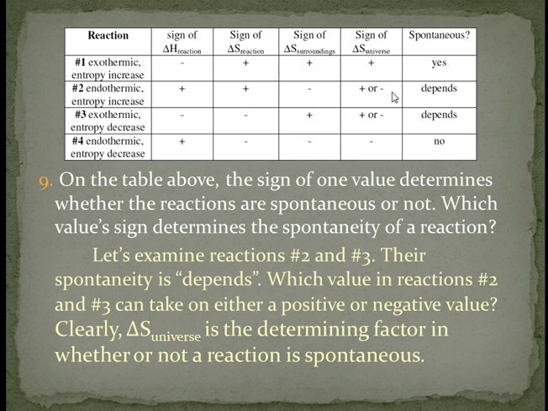Clearly, this is the determining factor in spontaneity, because when it's definitely positive, the spontaneity is definitely yes. When it's definitely negative, the spontaneity is definitely no. And when it can be either, spontaneity can also be either. So that's clearly the determining factor.